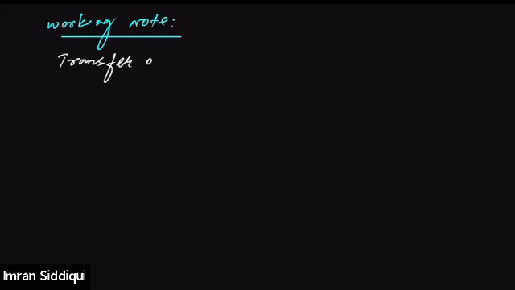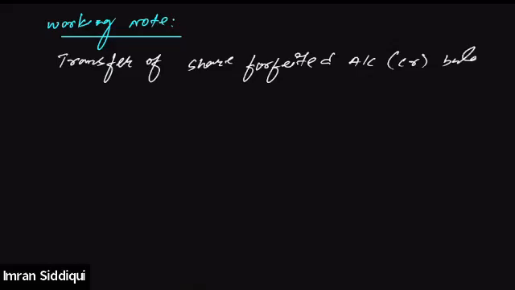So to make it more clear, let's make a working note here. Working note: transfer of share forfeited account credit balance to capital reserve account proportionately.